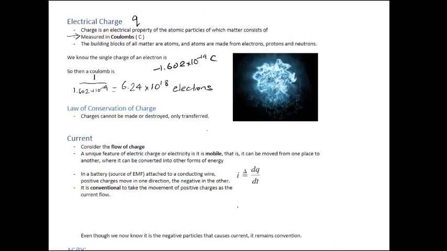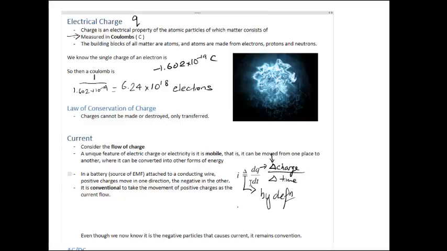which is the rate of change of charge over time. So this, as we can see, is the change in charge over the change in time. What this symbol means is delta, which simply means the change in, and this symbol, when you see it later on, simply means by definition.